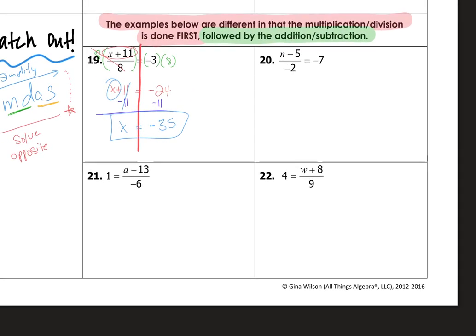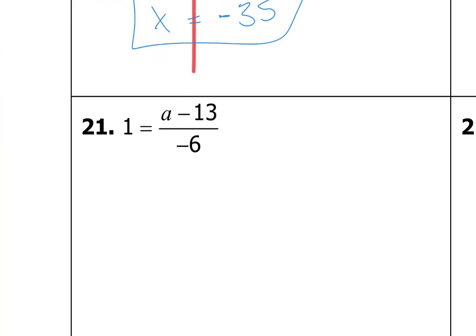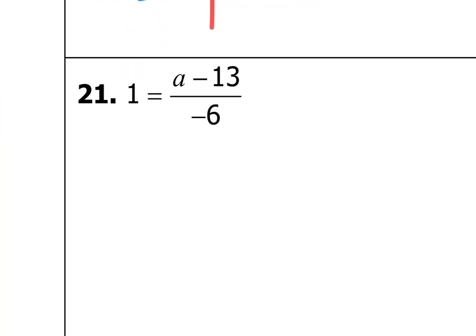Want to see another one? Great. I'm glad you said yes. Let's do 21. On the left side, that's simplified. We don't need to talk about it. On the right side, that's simplified. We can't do anything with that either.